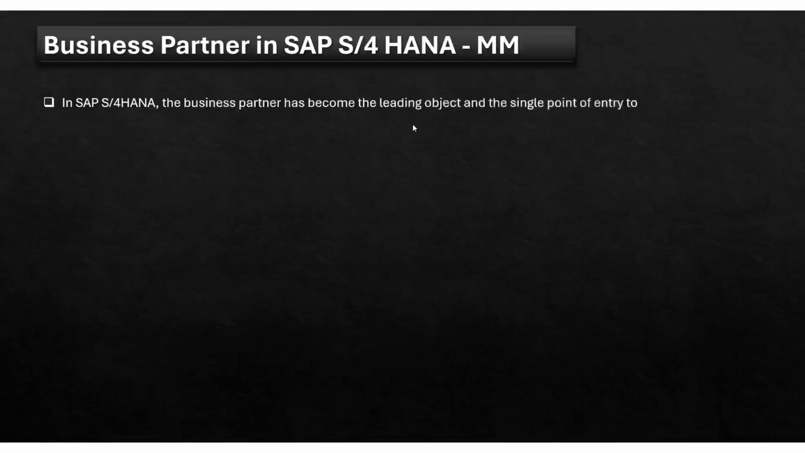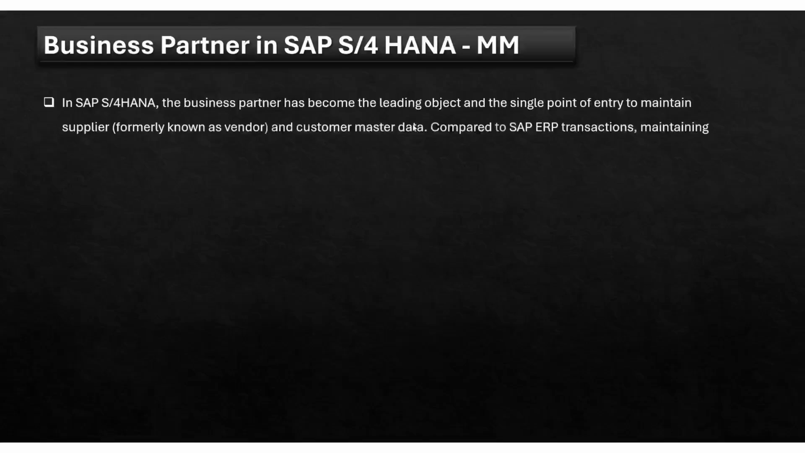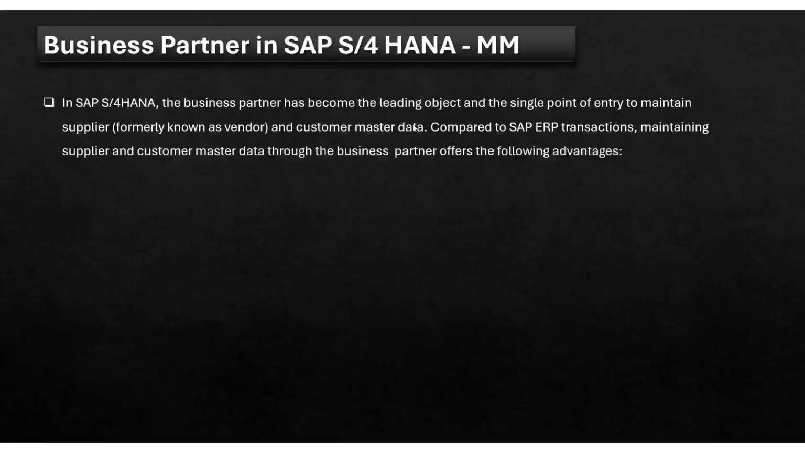Business partners in SAP MM. In SAP S/4HANA, the business partner has emerged as the central point of contact for managing both customers' and suppliers' data. This unified approach simplifies master data maintenance and promotes consistency across various business functions. Compared to the traditional SAP ERP system, using business partners offers several advantages.